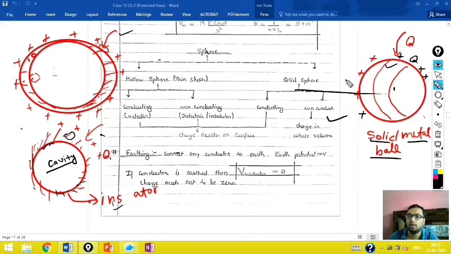So at any distance x from its center, if I ask you the potential, it will give you the same value, that is kq upon x, and the electric field will also give the same value, that is kq upon r square. Same means the same result which we got with the help of hollow metal and hollow non-metal spheres.